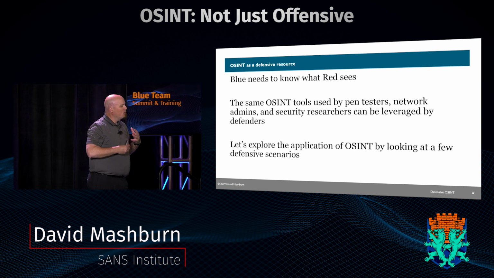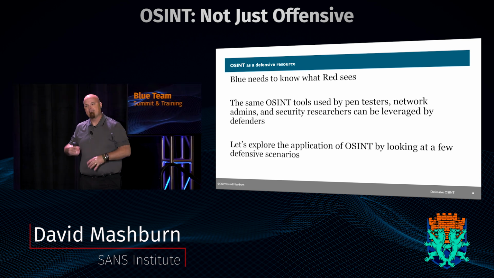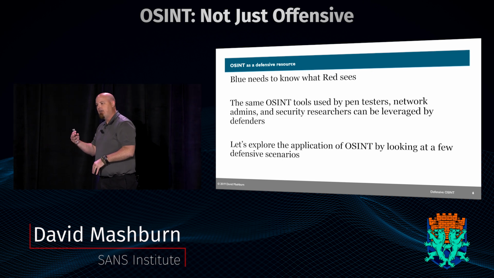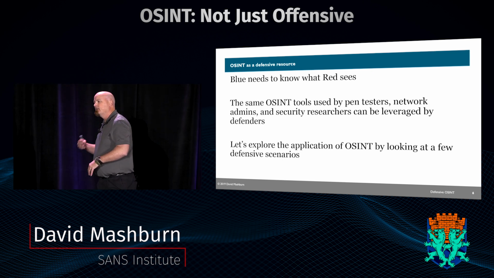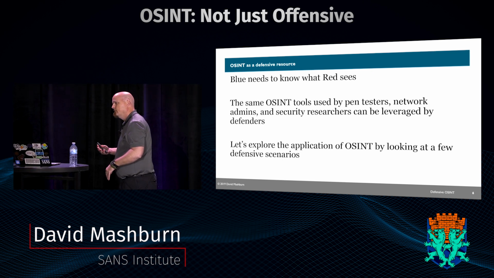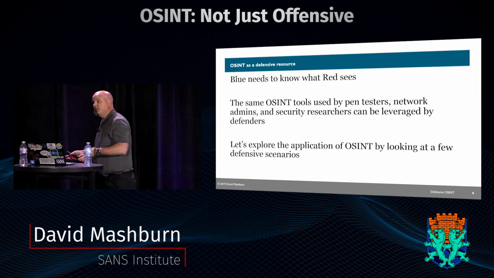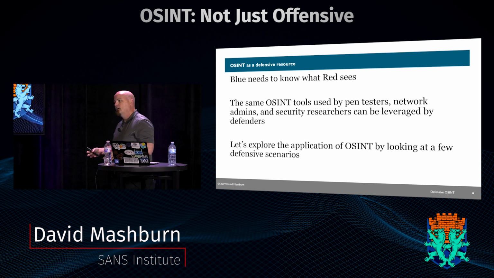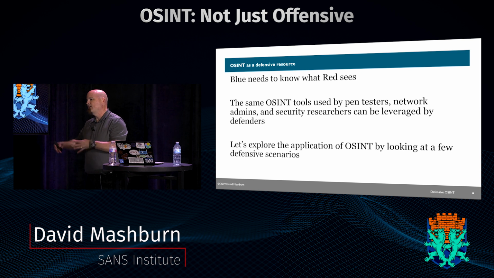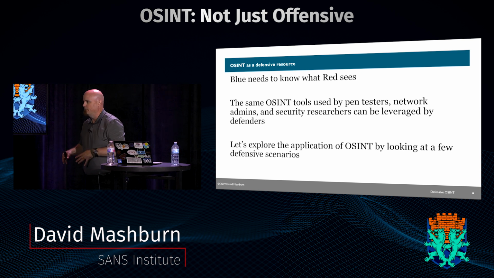Okay? Now, we talk about visibility. We talk about having logs and having access to all these different data sources that concern our environments. That's great. That's fantastic. But what about the data that we don't see? What about the information about us that's not collected in our SIEM?